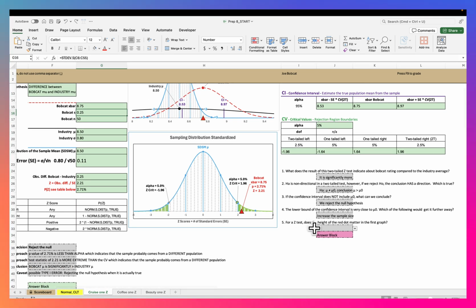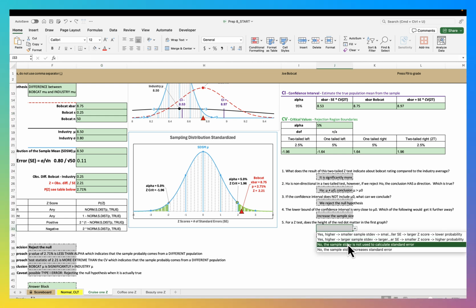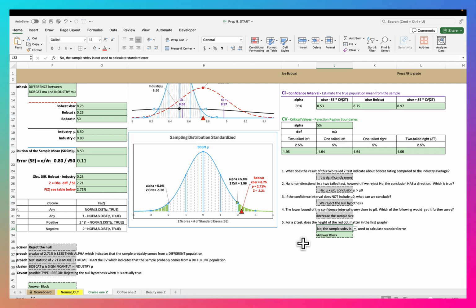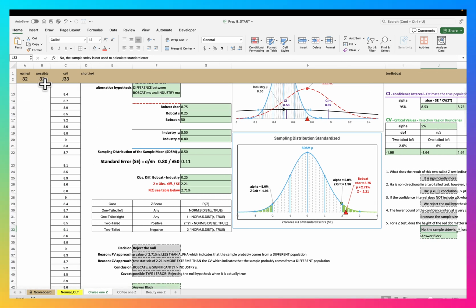So for a z-test, does the height of the red dot matter? The answer is no. The sample standard deviation is not used to calculate the standard error. And that should give us all the points. It does, 32 out of 32.